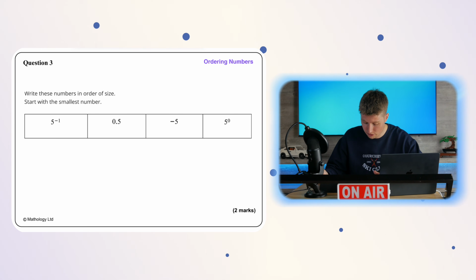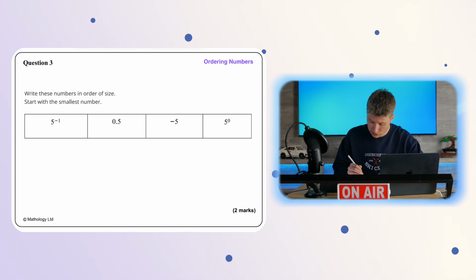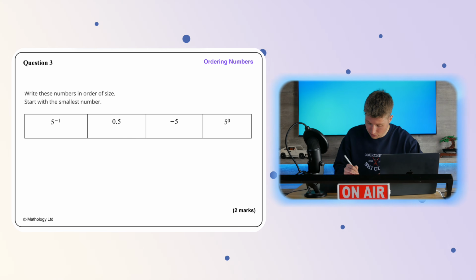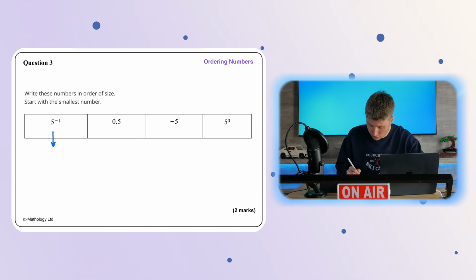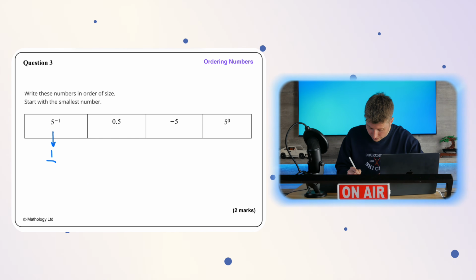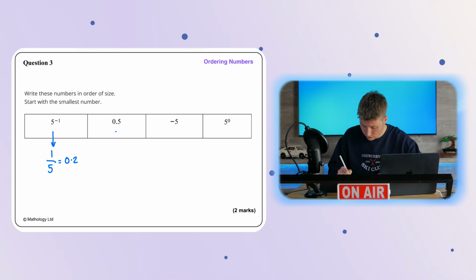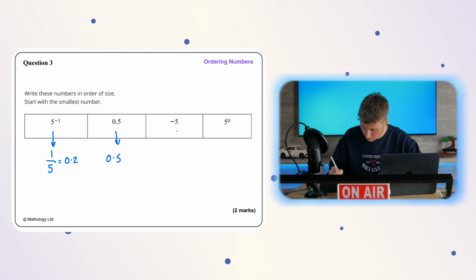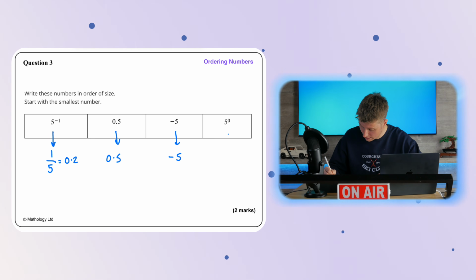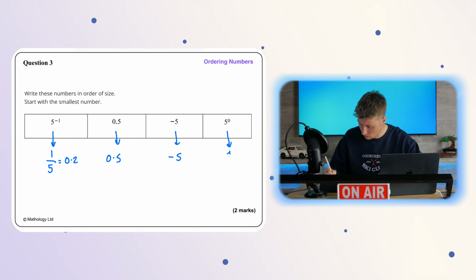Question 3 says write these numbers in order of size, starting with the smallest number. So if we turn all of these numbers into decimals, 5 to the power of minus 1 is 1 over 5. Whenever we've got a negative power, we always do 1 over the base number, which is 5, raised to the positive power, which is 1, and 5 to the power of 1 is just 5. So 1 over 5 is equal to 0.2. We've got 0.5, we've got minus 5, and then anything to the power of 0 is always 1.